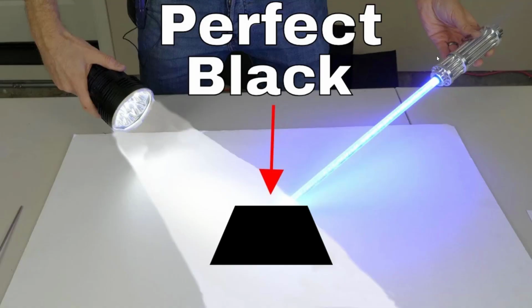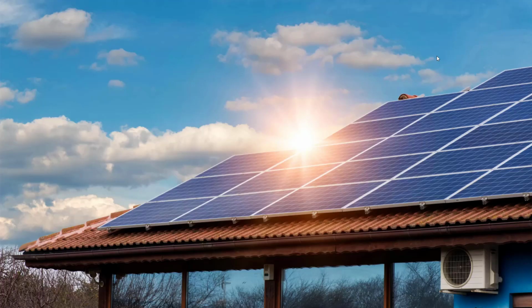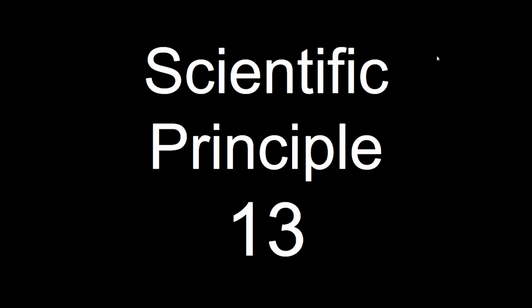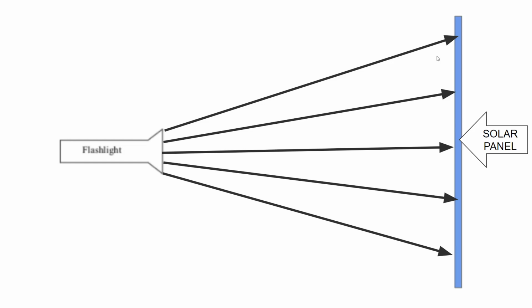And the last one, what is absorbing? Absorbing occurs when light is taken in by an object, causing something to happen, such as heating up or being converted into energy. Scientific principle number 13. Light can make things happen when it is absorbed.